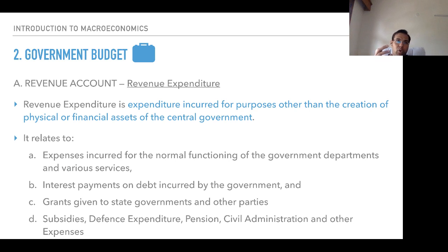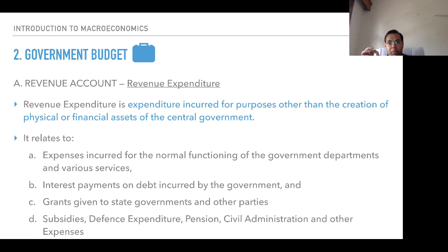Government of India, in order to maintain utility bills, operations, maintenance, subsidies, defense, all these are day-to-day expenses. Salaries, pensions, they have to be paid. You can't escape that. Government of India cannot escape that. So all the expenditures which are supposed to be made, and they are regular or day-to-day expenses, are called revenue expenditures. Revenue expenditure is expenditure incurred for purposes other than the creation of physical or financial assets.